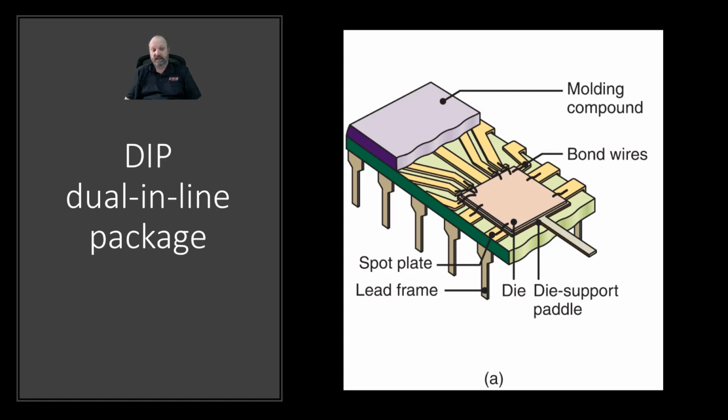This is the classic dual inline package. Okay, and you can see the cartoon here shows those connections we saw in the scanning electron microscope picture before. Okay, so the bond wires are connecting from the chip to the lead frame itself.